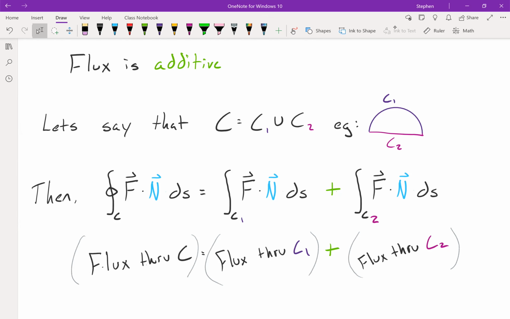So again, the flux through C is equal to the flux through C1 plus the flux through C2. We'll just have to make sure that we use the same orientation for both C1 and C2, which would mean probably in this case we might use outward oriented normal vectors. So we just want to keep our orientation the same on both C1 and C2 in order to add up to the correct flux.